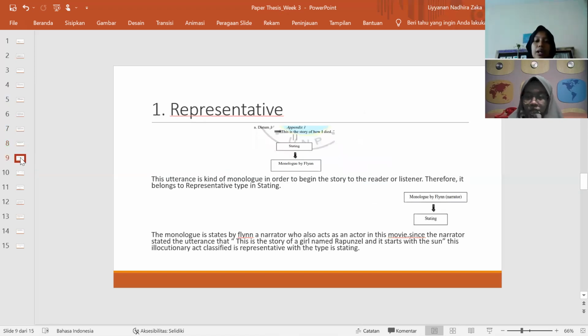Next, I will explain about the representative. The first picture shows that this utterance is a kind of monologue in order to begin the story to the reader or listener. Therefore, it belongs to the representative type. And in the next picture, the monologue is staged by playing a narrator who also acts as an actor in the movie. Since the narrator stated that this is the story of a girl named Rapunzel, and it starts with the sun, this illocutionary act is classified as representative with the type stated.